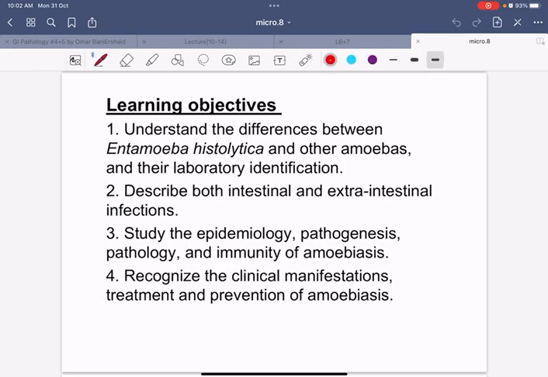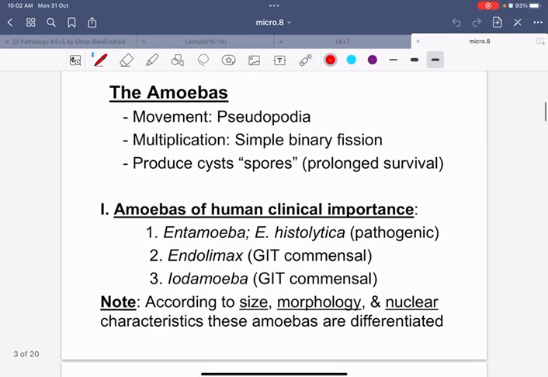So let us start with amoebas. Movement of amoeba is by pseudopodia, the false feet. Pseudopodia are protrusions that the amoeba moves with. Multiplication is by simple binary division. It is divided longitudinally like that into two cells.